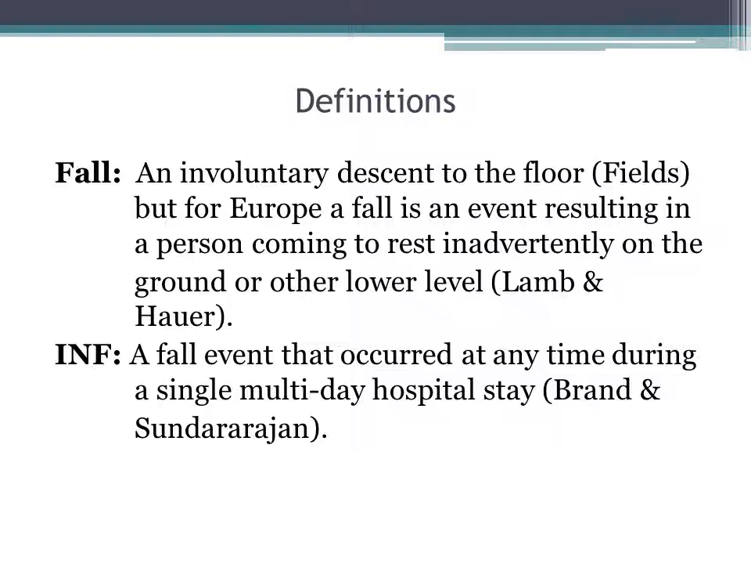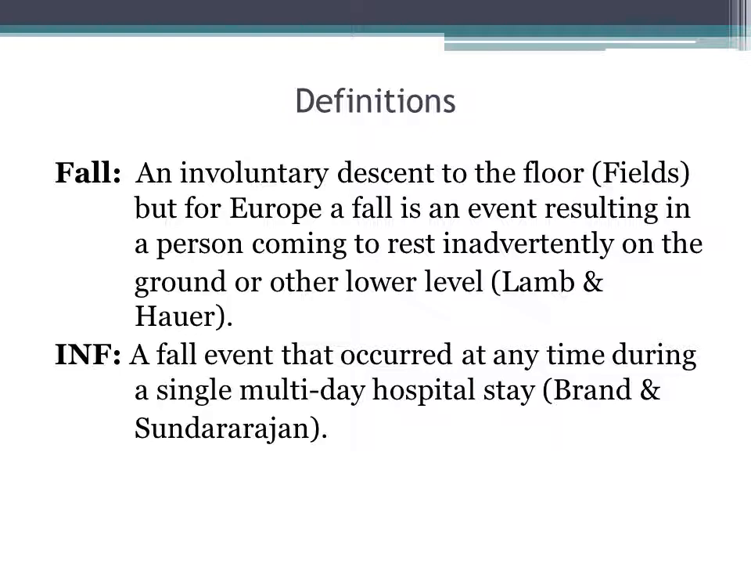So some of the definitions that we need to look at: truly, what is a fall? A fall is an involuntary descent to the floor, and that was the definition by the Centers for Medicare and Medicaid Services, or CMS, here in the United States. So it's an involuntary descent to the floor.